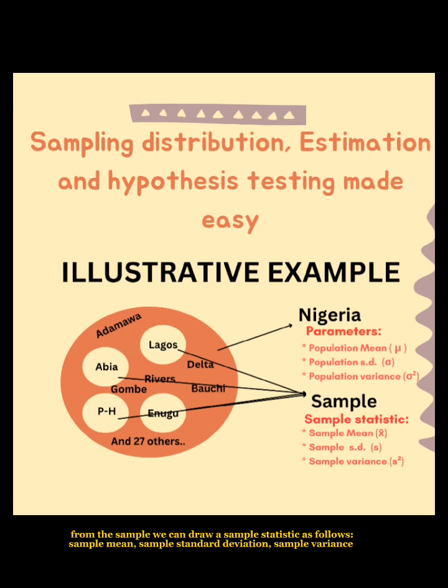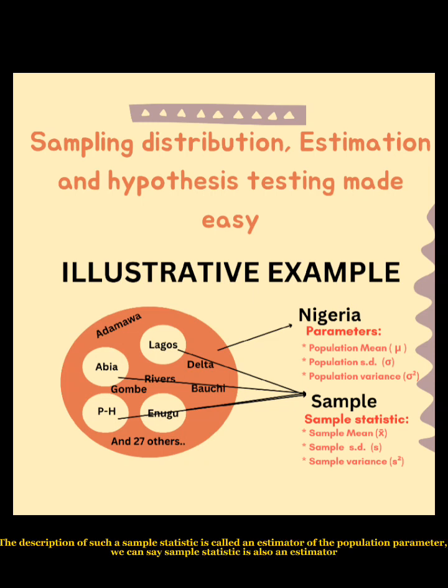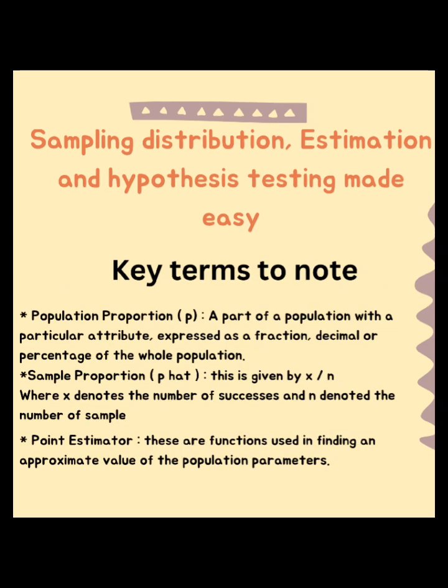From the sample we can draw a sample statistic as follows: sample mean, sample standard deviation, sample variance. The description of such a sample statistic is called an estimator of the population parameter. We can say a sample statistic is also an estimator. Let's quickly evaluate some keynotes before we proceed.